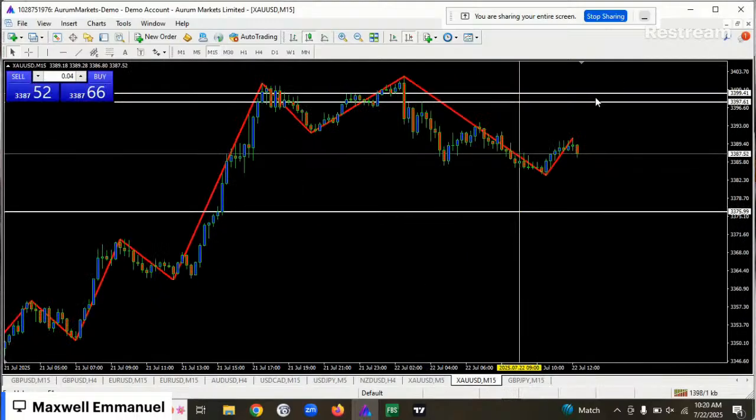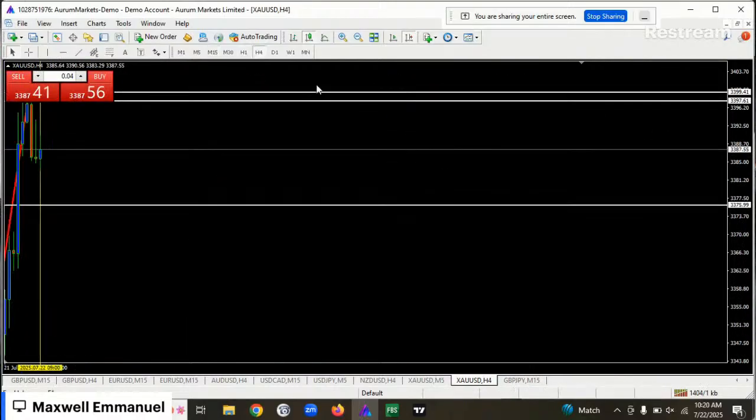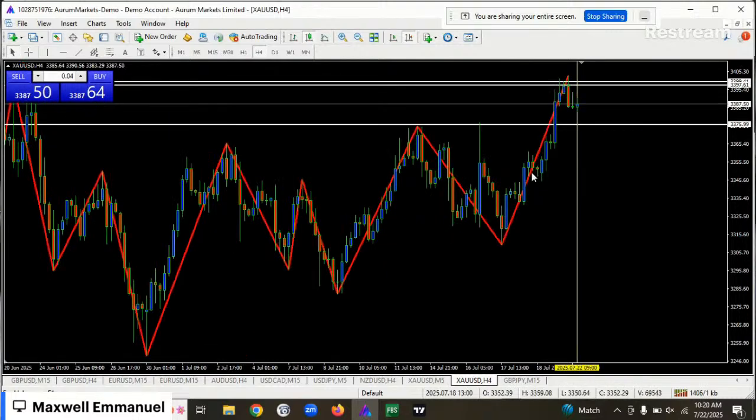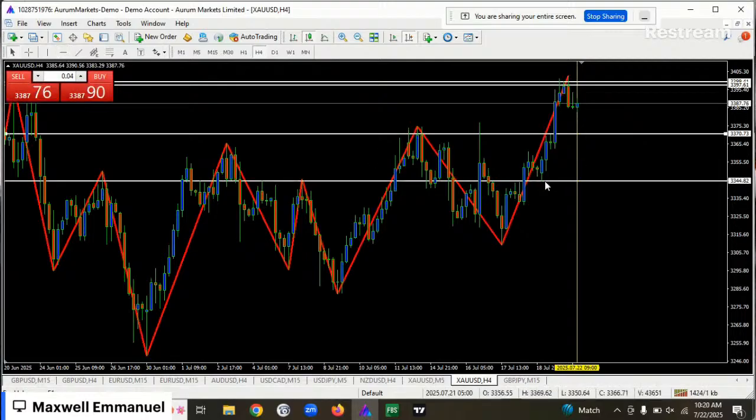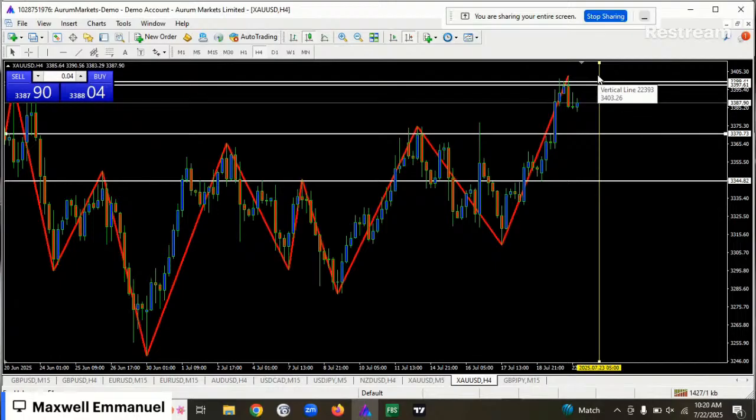So that's my take on gold. I want to see price pull back to this zone before selling gold. And if I'm selling gold, so we have this fair value gap. If I sell gold, this will be my first target on gold. And this will be my second target. This low will be my second target. That's my take on gold. I hope that is clear.